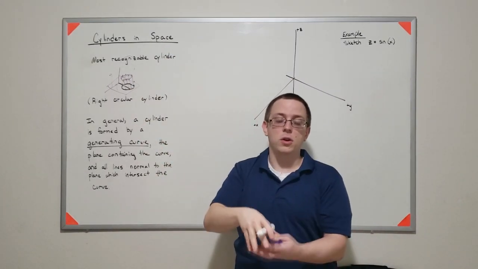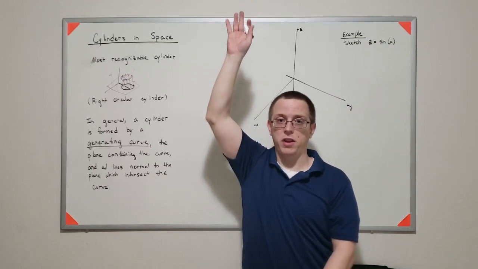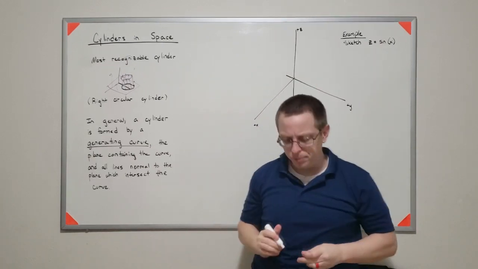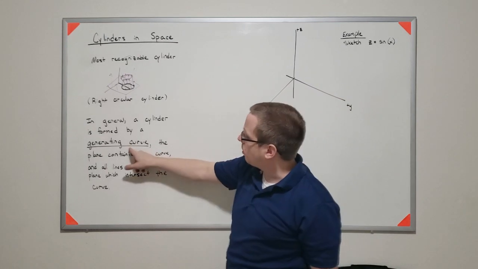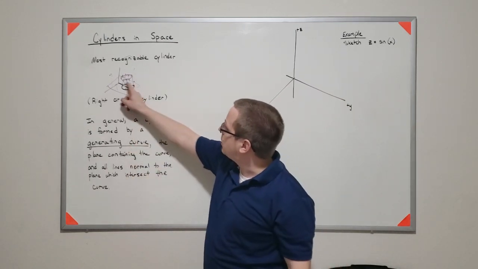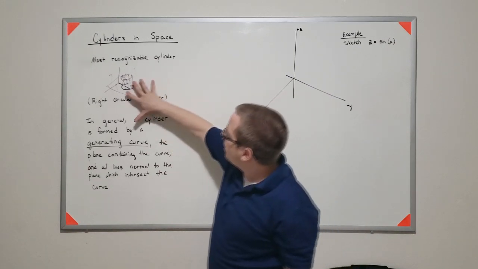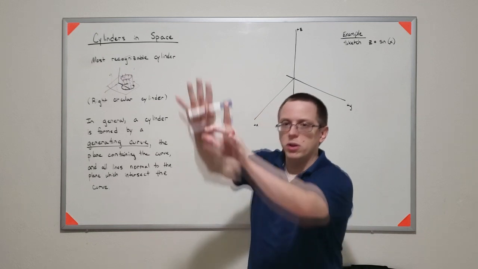So cylinders in three-dimensional space extend all the way out to infinity. So even though I'm drawing the top here, those lines continue forever. And so the idea we want to talk about is something called a generating curve. And that's the curve of interest. And then we can make a plane that contains that curve, and then we can draw all the lines through it.